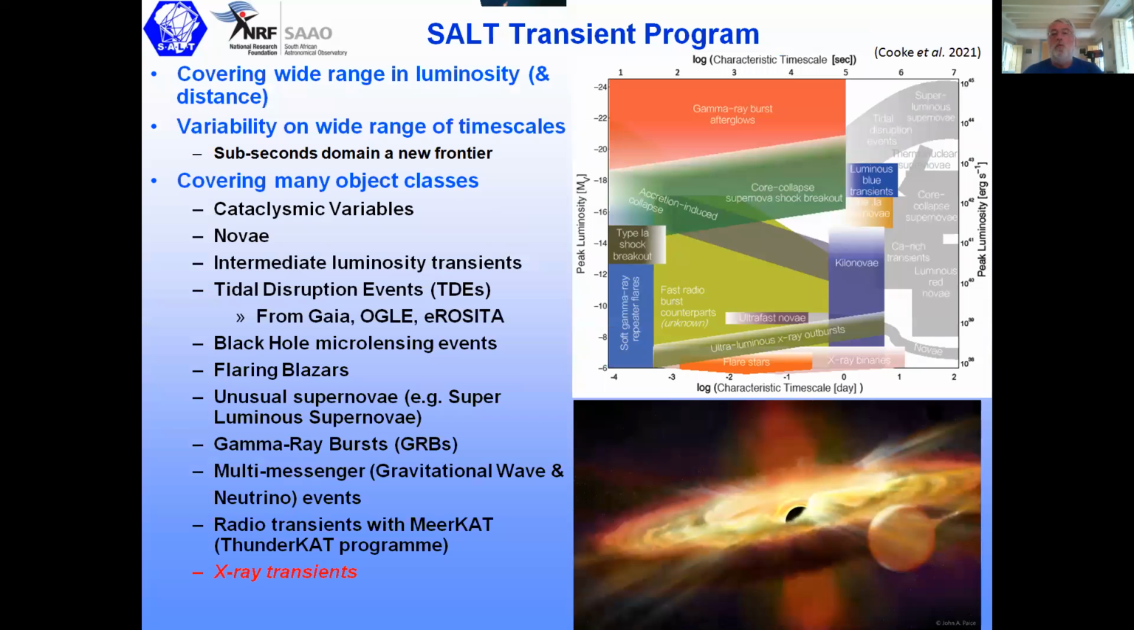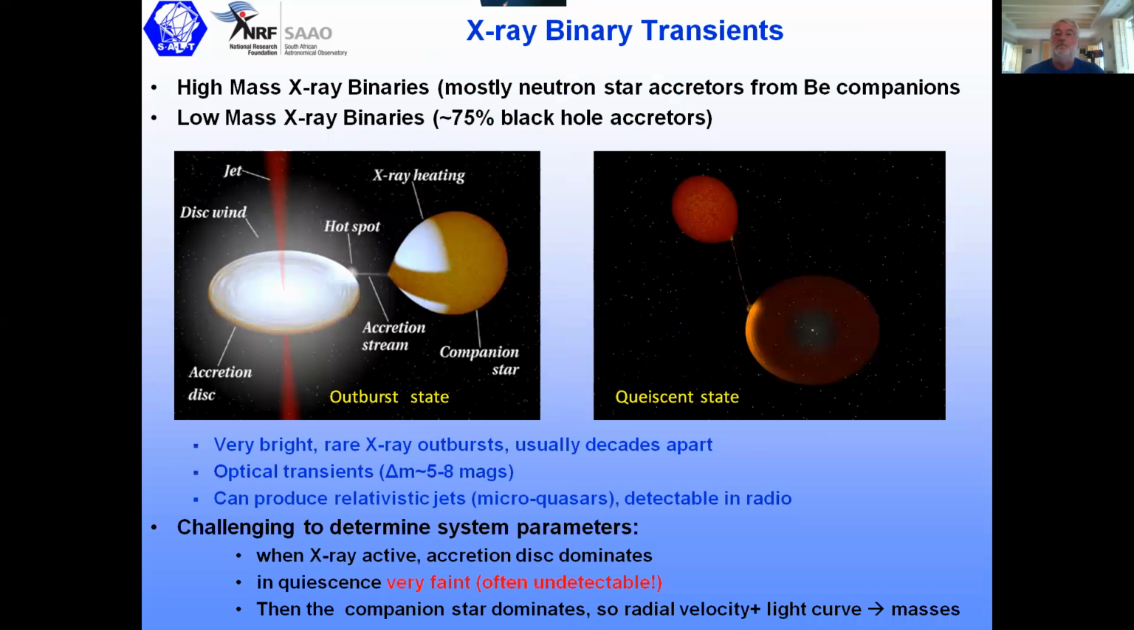So it covers a whole wide range of the phase space of transient systems, which is shown in this diagram on the right, produced by Jeff Cooke, that shows different timescales and luminosities of many different types of transient systems. And so the objects that are of interest to the collaboration are listed here. I'm not going to go through any details, but the last one highlighted in red is, of course, X-ray transients, which is the subject of this particular presentation.